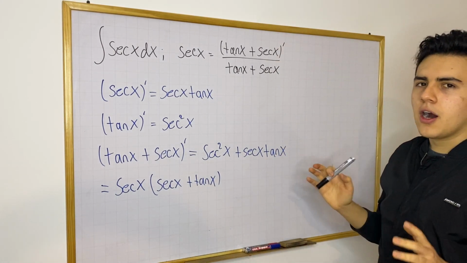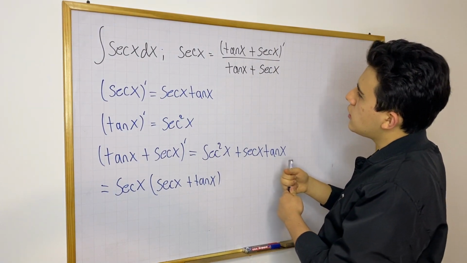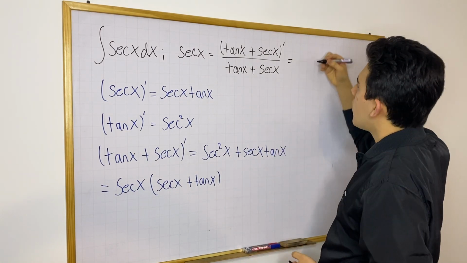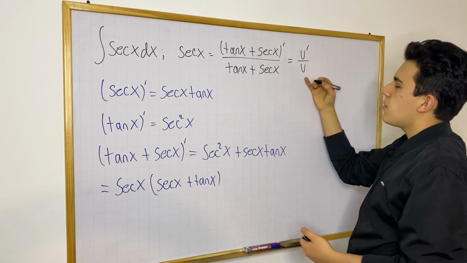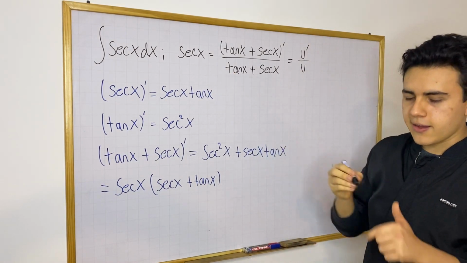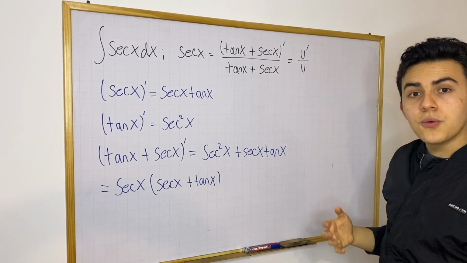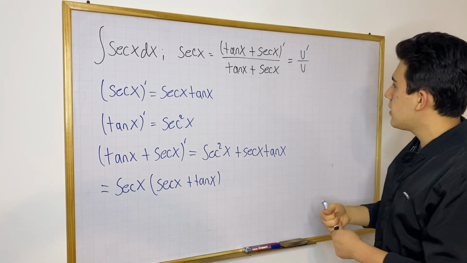Now take a very hard look at this expression. If we use a substitution, if we introduce a dummy variable, we could say the following. u prime divided by u is going to be equal to secant x. Now, what is this, u prime divided by u? Well, you know that will be equal to the derivative of ln of u.